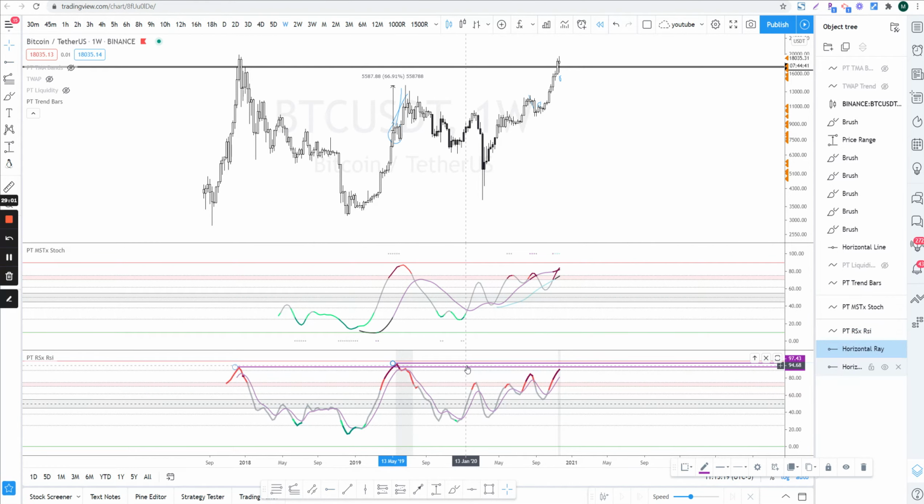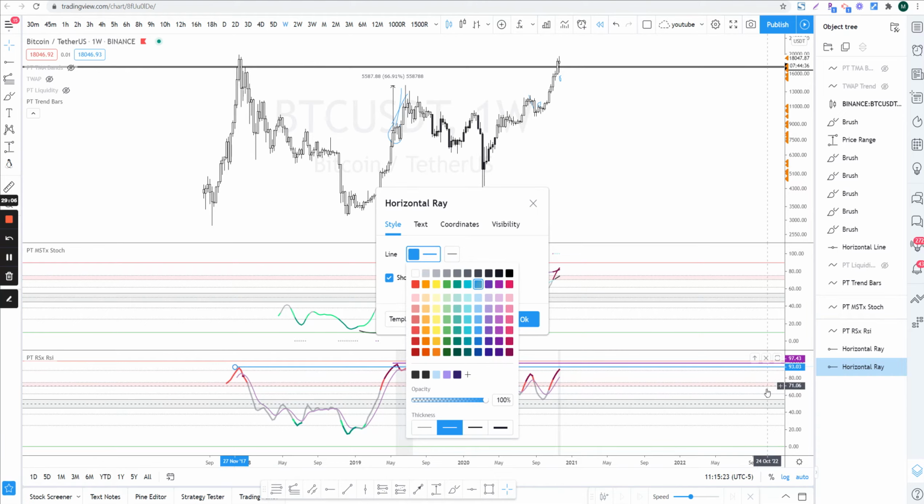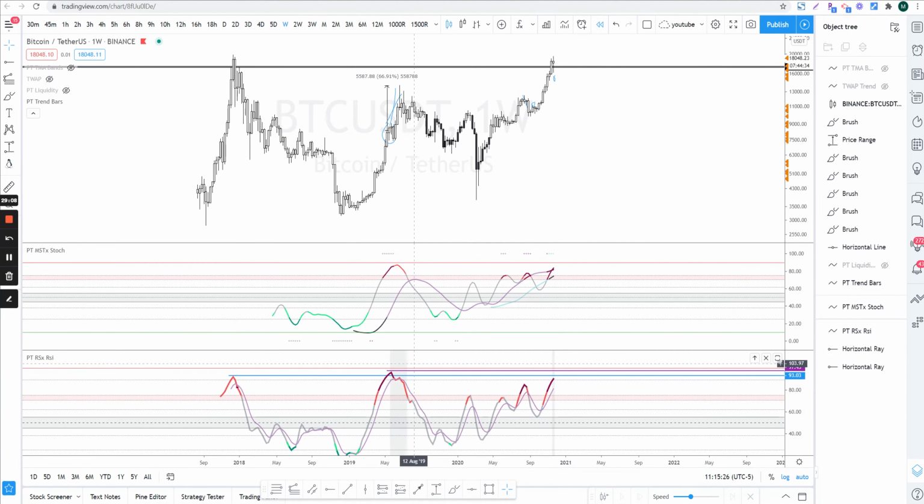I know it sounds so cheesy. "Hey, buy this indicator, it'll change your life." No, dude. But it did help me out a lot. I'm not gonna lie to you guys. It made me a lot of money.